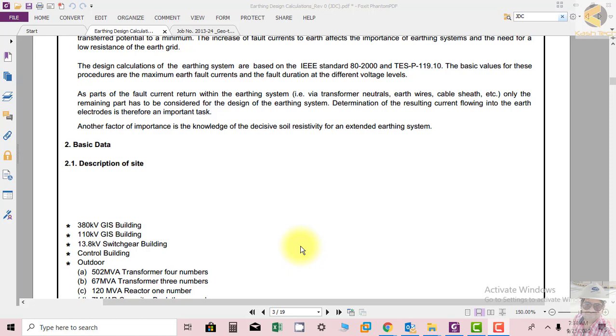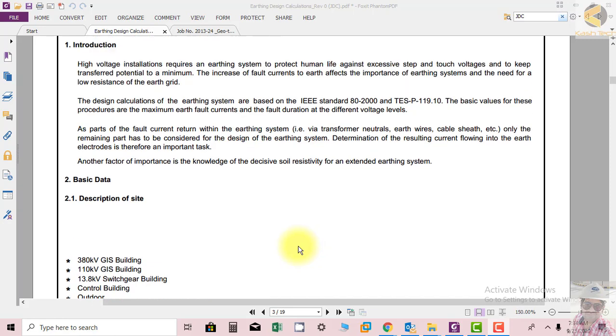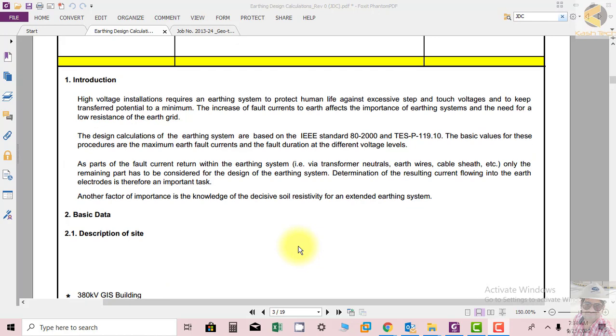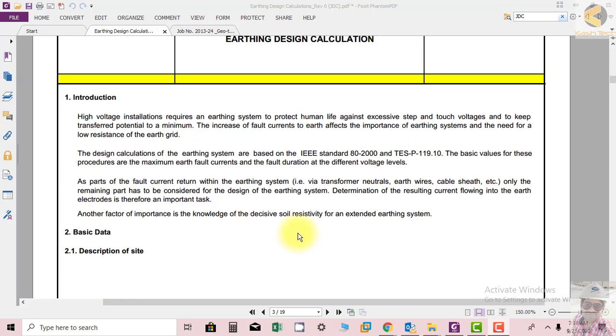This is all decided by the resistivity, including the depth, because the mesh is not laid on the surface, it is laid under the soil. So how much will be the depth, how many rods are required, and how many rods and at what depth will be used, these are all provided and calculated based on soil resistivity. So this is a little introduction about our earthing design calculations. Thank you.